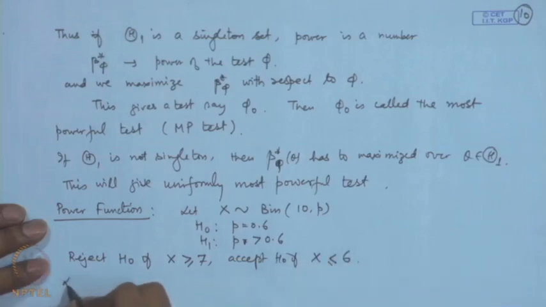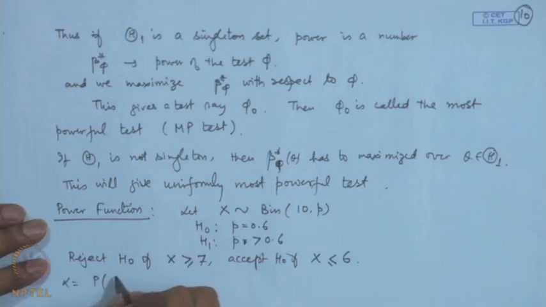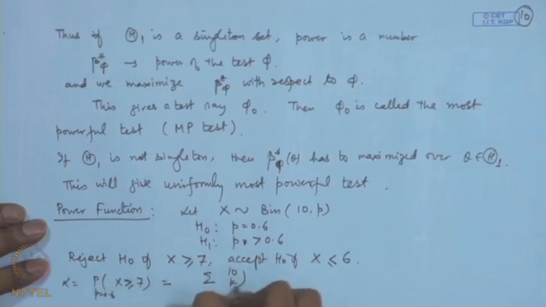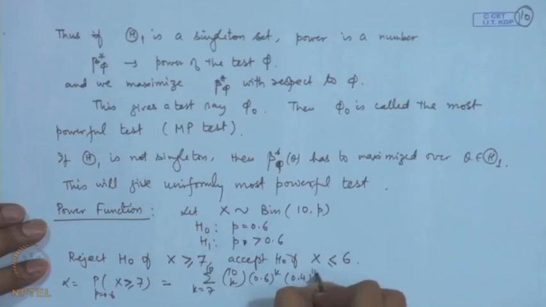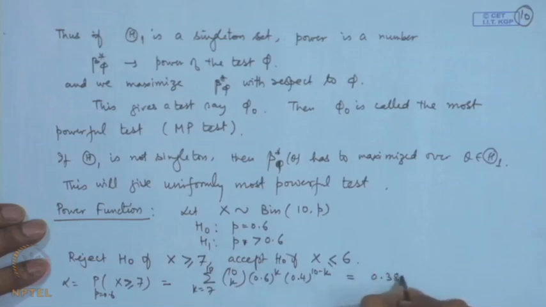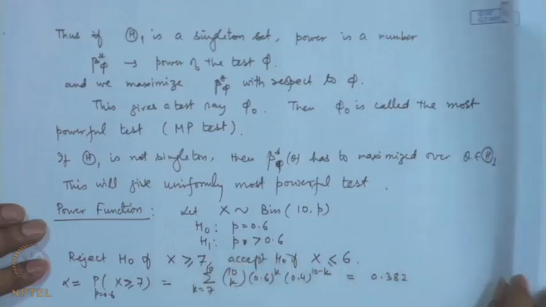So, here alpha, that is the probability of type 1 error, that is the probability of rejecting H0 when it is true, is equal to the sum over k = 7 to 10 of 10 C k, 0.6 to the power k, 0.4 to the power 10 minus k. From the tables of the binomial distribution, one can see this value turns out to be 0.382. So, the probability of type 1 error is very high using this test procedure.